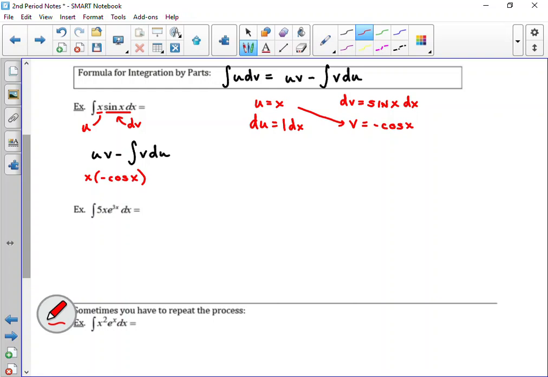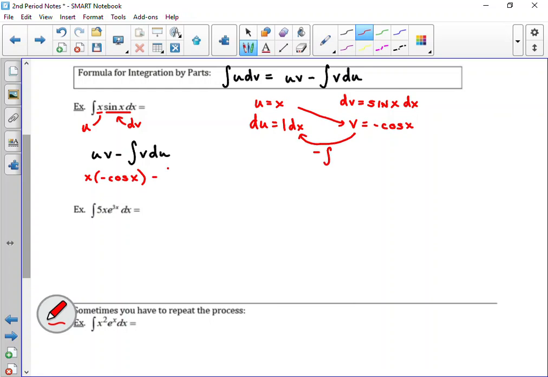This is how I remember it, so that if it's in chart form, I go from u to v, I go diagonally across, and then I say minus, and then I say this is minus the integral going back of v du. So if you remember this direction, then you don't have to remember the formula because it goes u times v minus integral of v du. That's helpful.